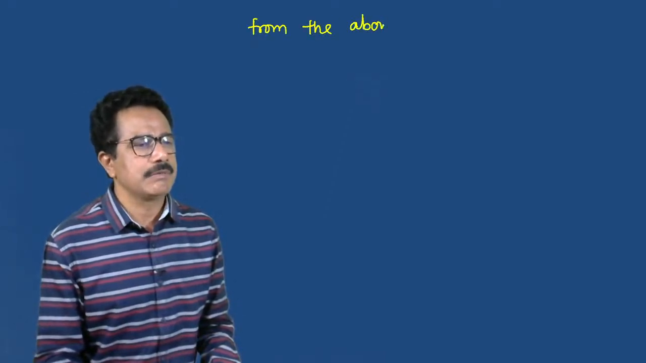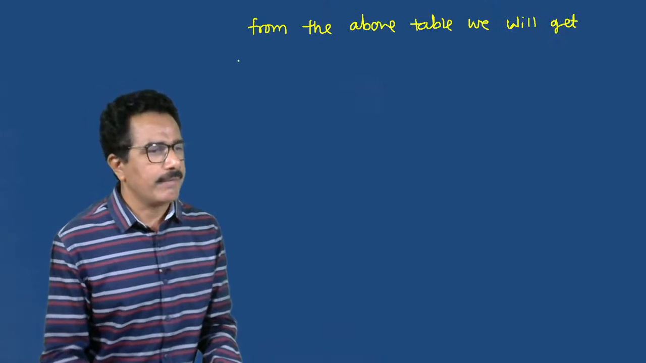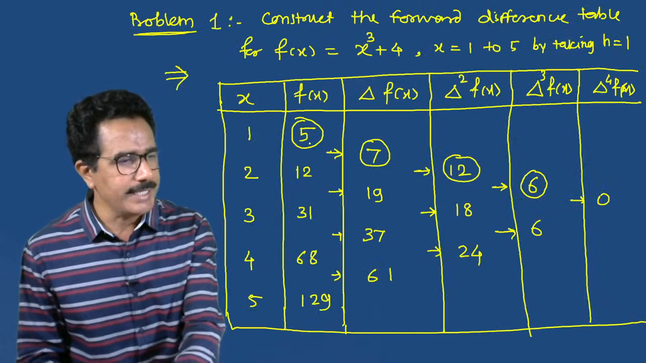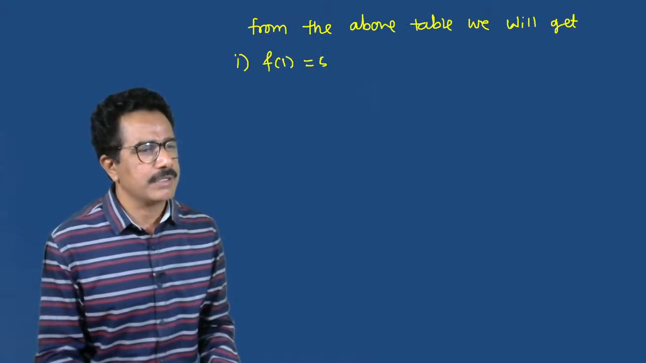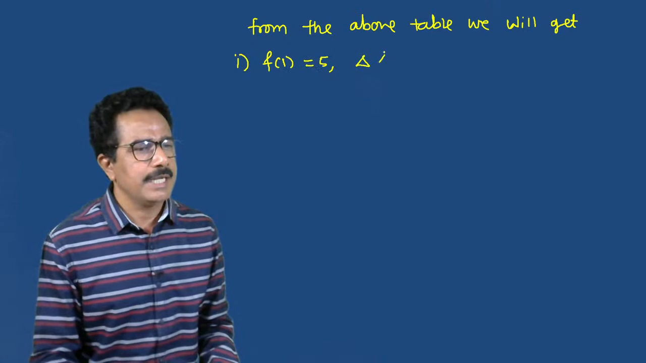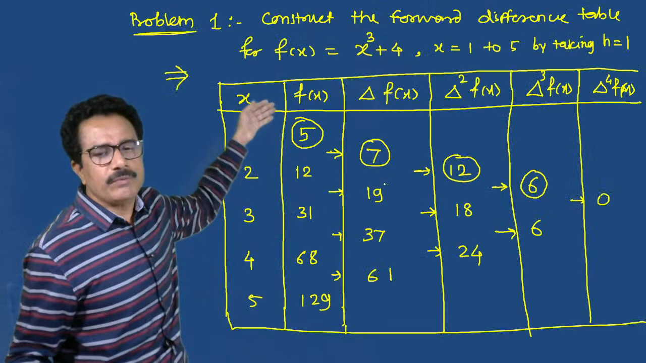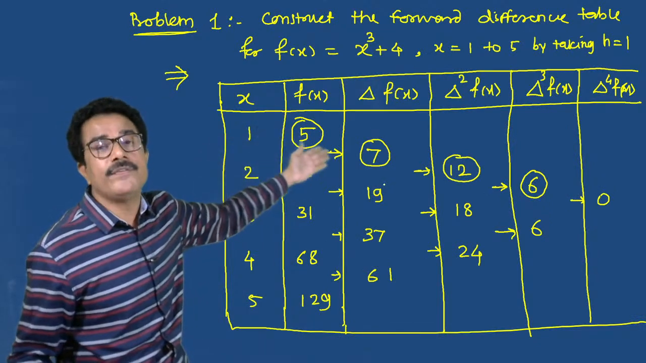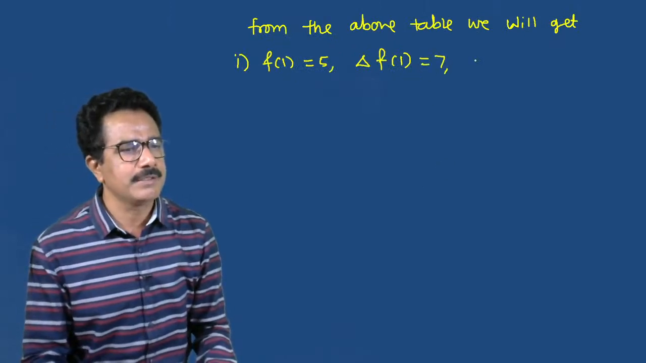So from the above table we will get, number first. What we have to write? Delta f of 1 is equals to 5. Delta f of 1, in the forward difference table we will get the differences of first entries. Delta f of 1 means 7. Sorry.